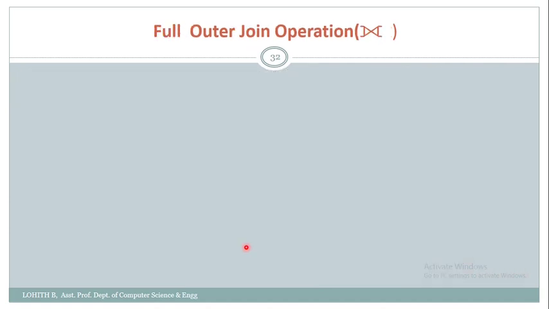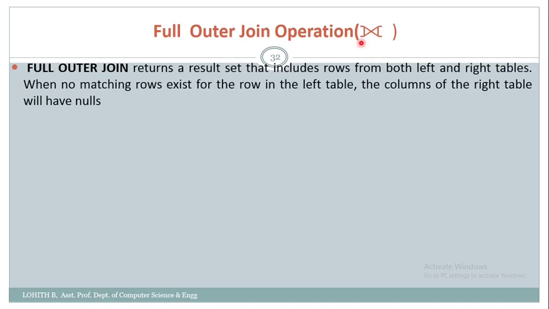Next we'll look into the full outer join operation. Yes, let us look into the notation of this full outer join operation, where the join operation is facing towards left and right. Yes, let us understand the definition of full outer join. Full outer join returns a set that includes rows from both left and right tables. So the full outer join will include the tuples from both the left and right table. Whenever there is no matching row for a row in the left table, the columns of the right table will have null values, and vice versa.